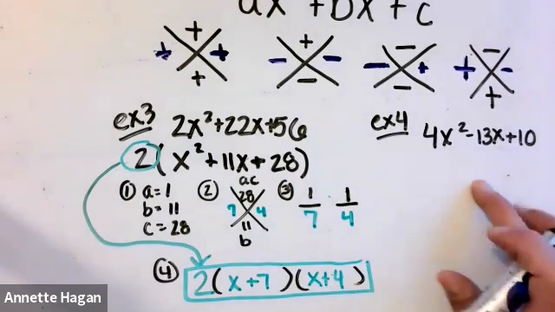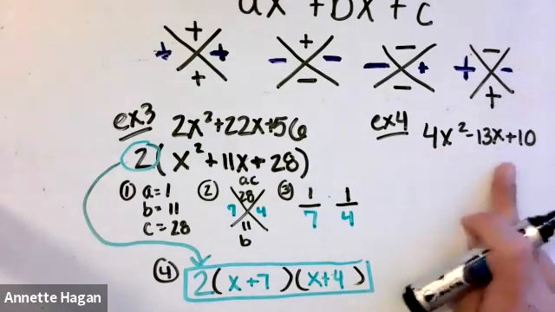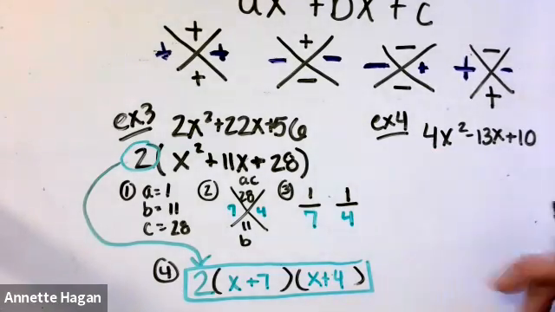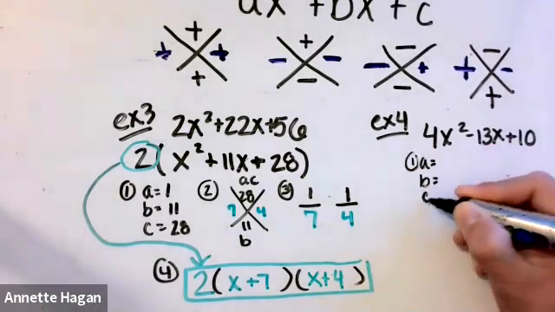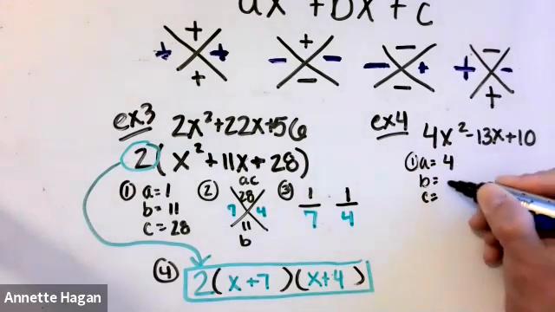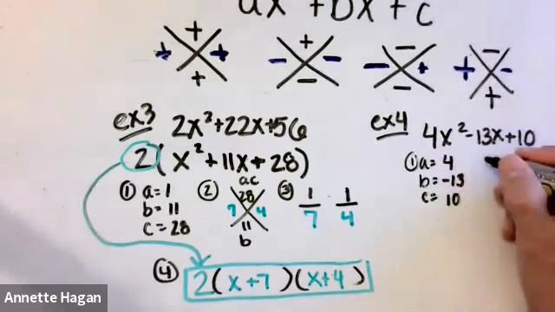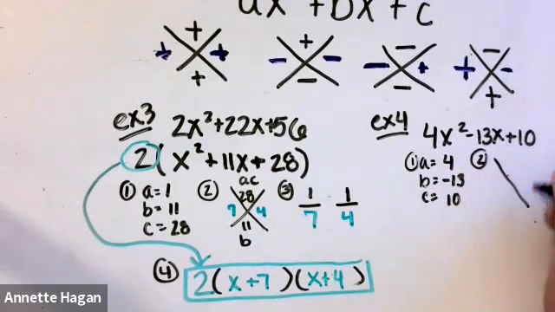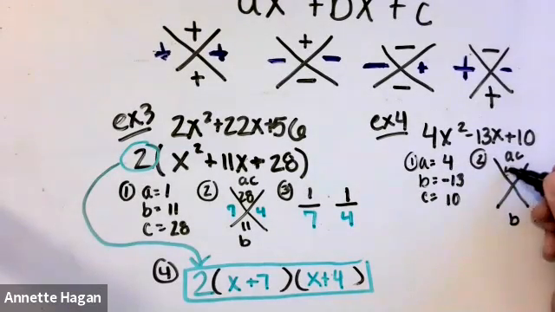We do example 4. All right. First check for GCF. I do not see GCF for 4, negative 13, and 10. So we're going to go right into our ABCs. All right, A, B, and C. A is 4, B is negative 13, and C is 10. All right, my second step is I'm going to make that X factor, and as always, A times C is on top, B is on the bottom. So 4 times 10 is 40, and then negative 13 is on the bottom.